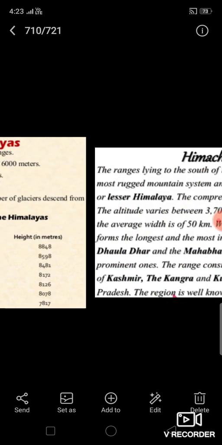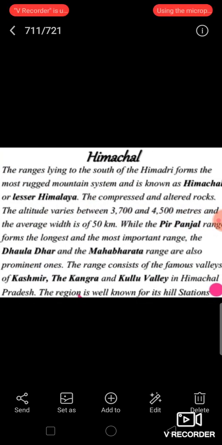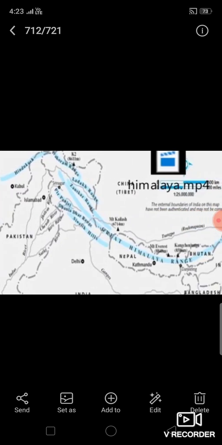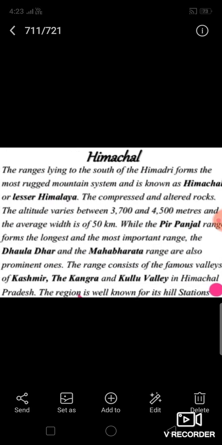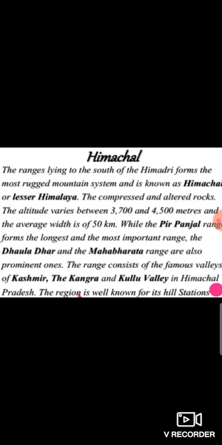Now, students, the range lying to the south of the Himadri forms the most rugged mountain system and is known as Himachal or Lesser Himalayas. The ranges are mainly composed of highly compressed and altered rocks. The altitude varies between 3700 and 4500 meters and the average width is 50 kilometers.